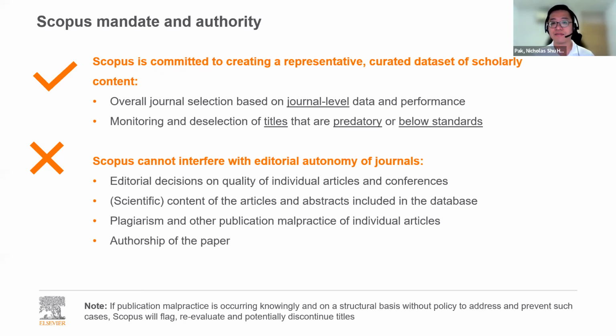The one thing that Scopus cannot intervene in is the editorial autonomy of journals. Editorial decisions on the quality of individual articles and conferences is not something we do. We don't decide the content of the articles and abstracts which are to be included in the database, because we index the journals themselves. We can't intervene in terms of plagiarism and other publication malpractice of individual articles, nor can we intervene on the authorship of the paper. But if publication malpractice is happening on a structural basis, without a policy to address and prevent such cases, Scopus will flag, reevaluate, and then discontinue titles.